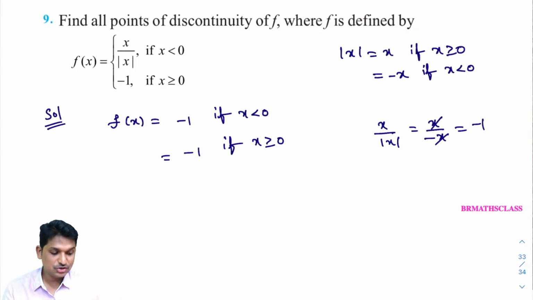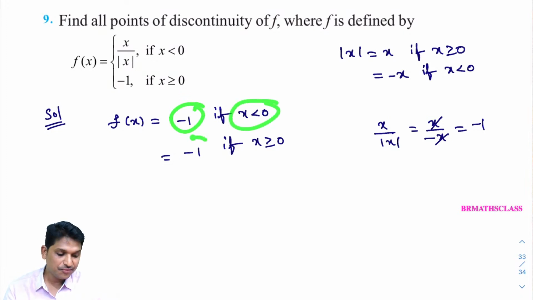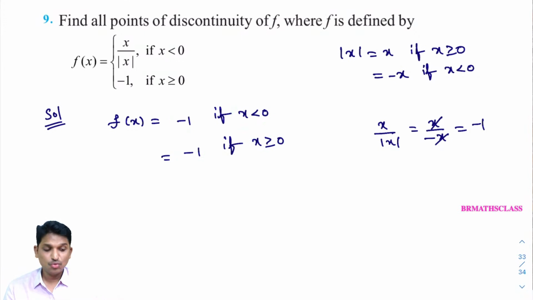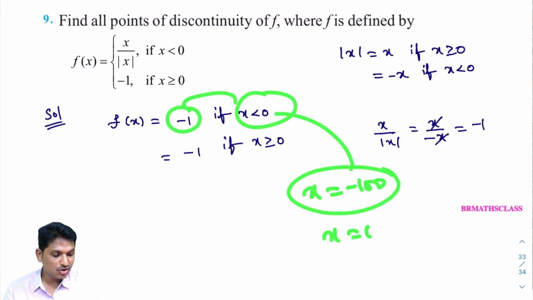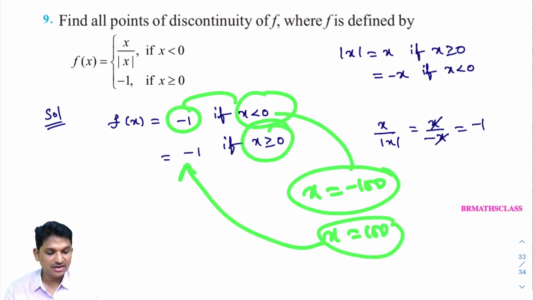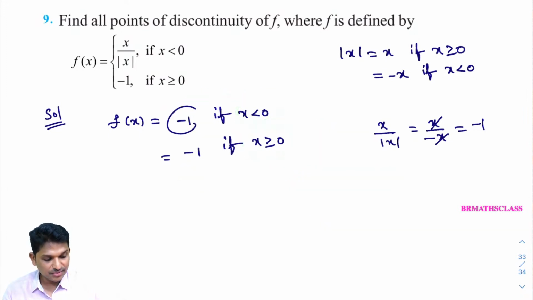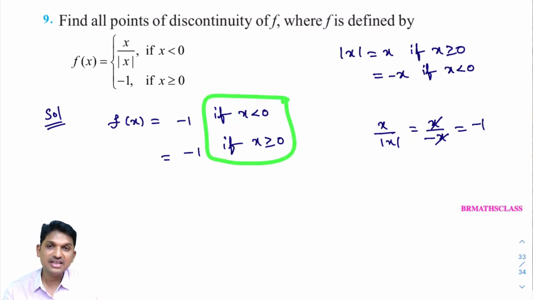You observe there is no variation in the function. f of x is minus 1 when x is less than 0. f of x is minus 1 when x is greater than or equal to 0. I hope you are understanding what I am trying to say. When x equal to minus 100, minus 100 is less than 0, function is minus 1. When x equal to 100, 100 is greater than 0, function is minus 1. So this is also minus 1, this is also minus 1. So no need to write separately like this.